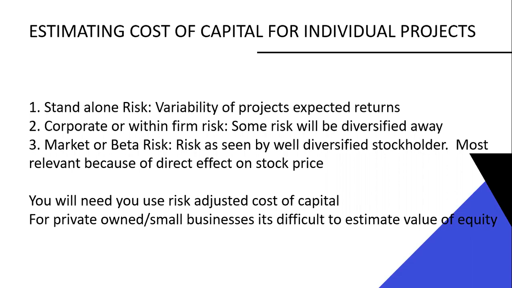The second thing is you need to remember that there's going to be some risk that can be diversified away, and then there's going to be some risk that you cannot diversify away. The market or beta risk is another thing you need to keep in mind, which is risk as seen by well-diversified stockholders. So you need to use a risk-adjusted cost of capital. Those are just some things to keep in mind.